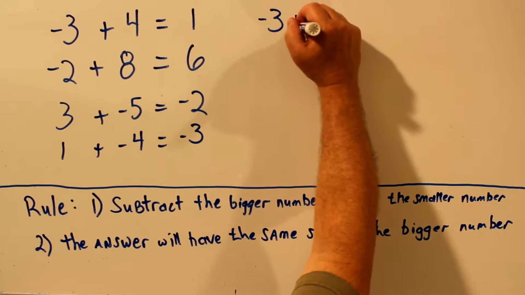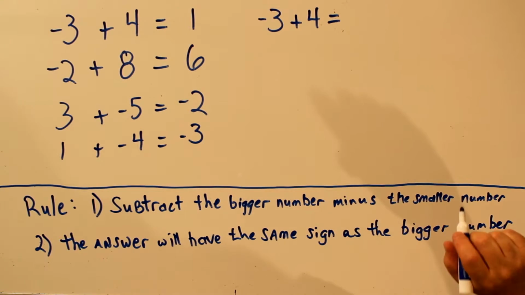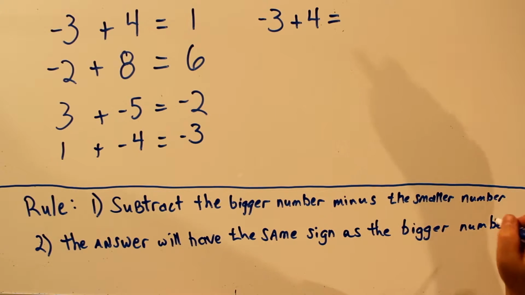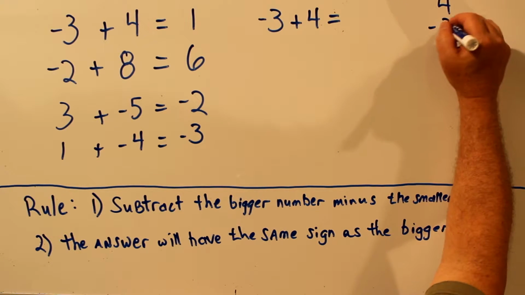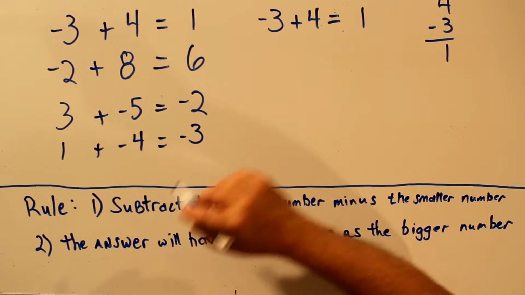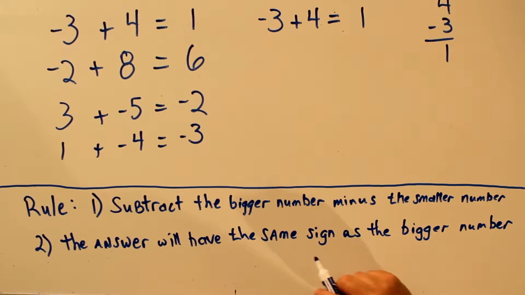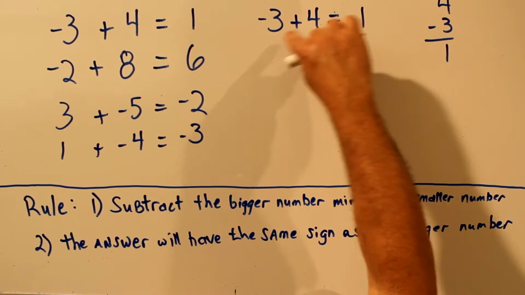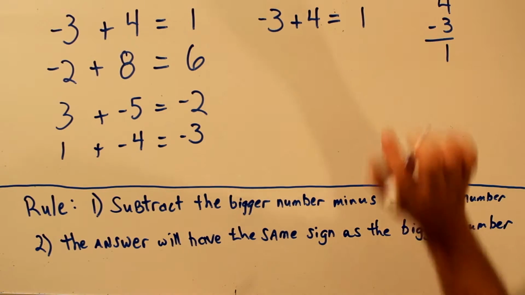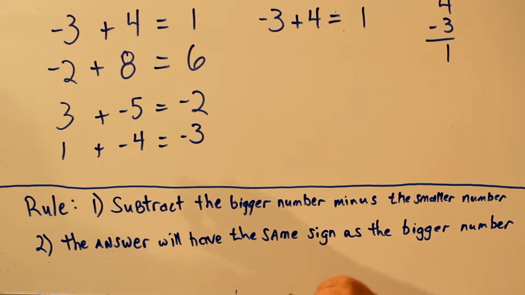Negative 3 plus 4 equals. Okay, the first rule is subtract the bigger number minus the smaller number. 4 is the bigger number, so we're going to subtract 4 minus 3, and we get 1. And the second rule, the answer will have the same sign as the bigger number. Well, 4 is bigger than 3 and 4 is positive, so the answer will be positive. So the answer is 1.